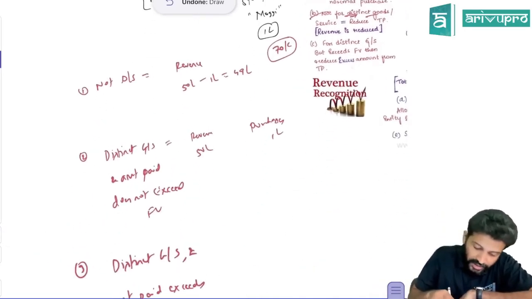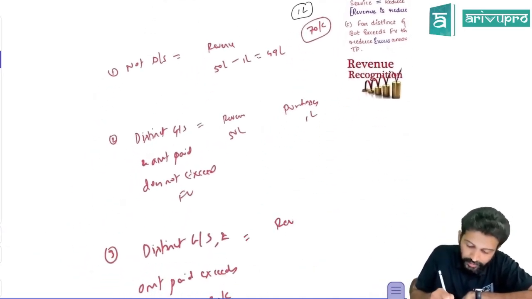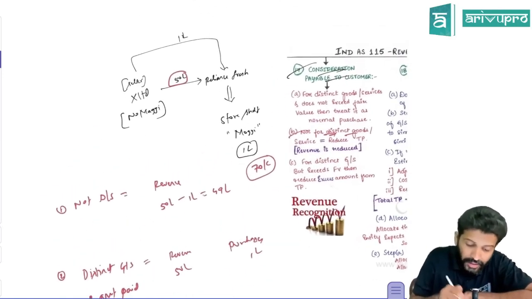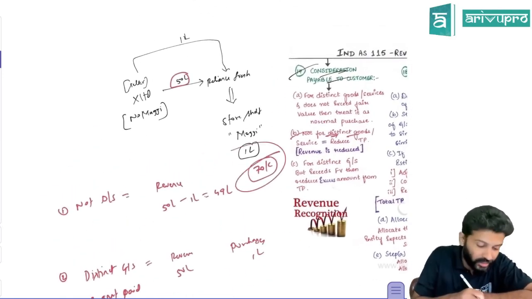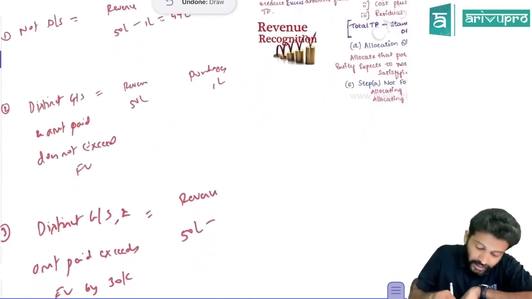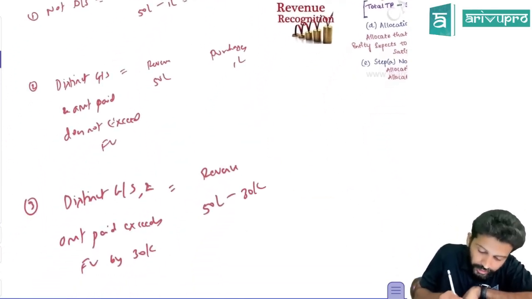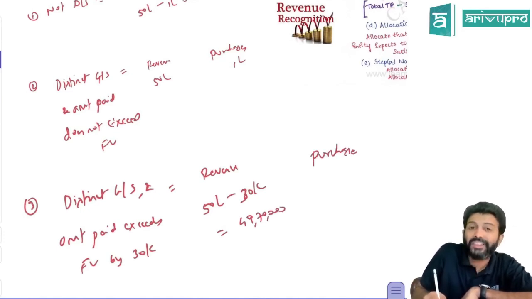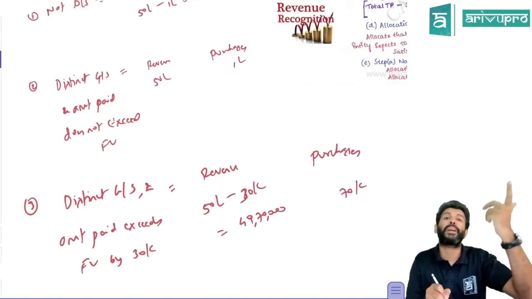30,000. Okay. In this case, what X Limited will do is they will book the revenue, but not to the extent of 50 lakh. Compared to fair value, how much did X Limited pay? Fair value is only 70,000. X Limited paid 1 lakh. So compared to fair value, they paid 30,000 extra. The 30,000 they will reduce from the revenue, so the revenue will be booked at 49,70,000. And the fair value of the Maggie is 70,000, so 70,000 will be accounted as separate purchases.